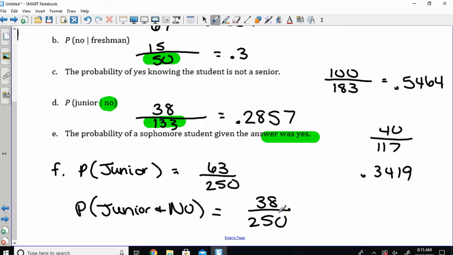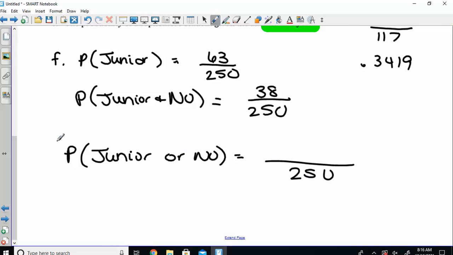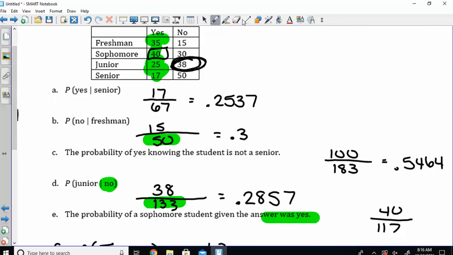And if it was an "or" two, you would still do that, but then add them together. So if I said the probability of junior or no. Okay, there's no condition, so it's still out of everybody. You can use a formula, so you could use your "or" formula. Or we could just look at our table and say, okay, if they're a junior or they said no, then I need to look at all these people. So I would add up everything highlighted green out of my total. Does that make sense?